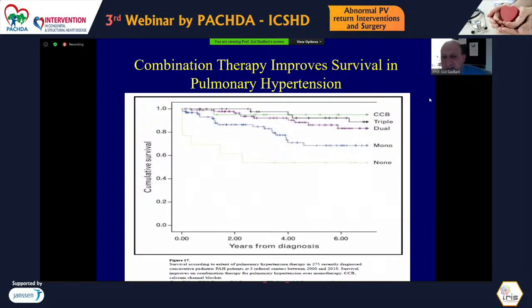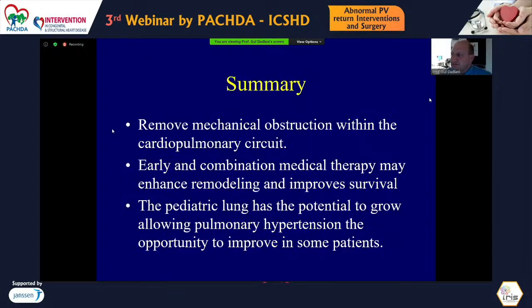So in summary, I hope that we touch base on the importance that interventional cardiologists play in the evaluation and assessment of patients with pulmonary hypertension with and without congenital heart disease. I would encourage you always to ensure that any heart cath done removes any mechanical obstruction within the cardiopulmonary circuit, and that you push for early therapy and combination therapy to enhance remodeling and improve survival over time.